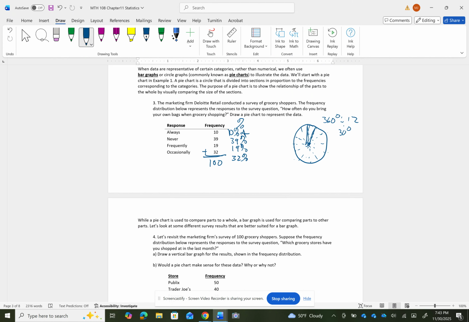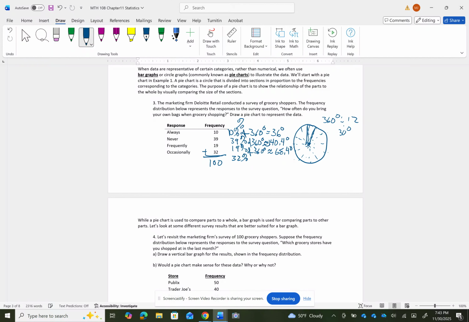So I need to do 10% of 360 degrees, and 10% of 360 would be 36 degrees. 0.10 times 360 would be 36 degrees. So we're going to do that for all of it. I'm going to do 39% of 360 degrees, and that would tell me how many degrees I need. That would be about 140.4 degrees. 19% would be about 68.4. I don't know if it's about or exactly, so I'm just going to do a squiggle, and that would be 68.4.